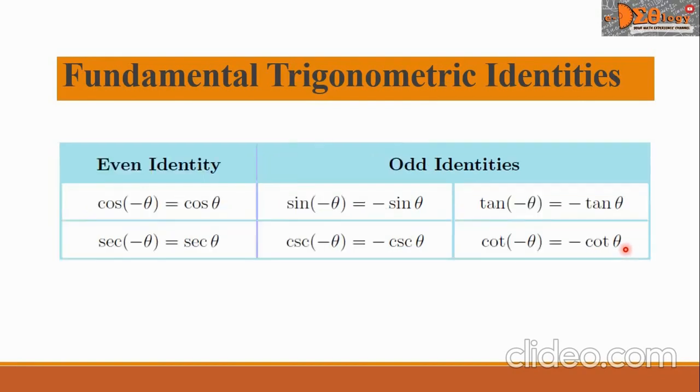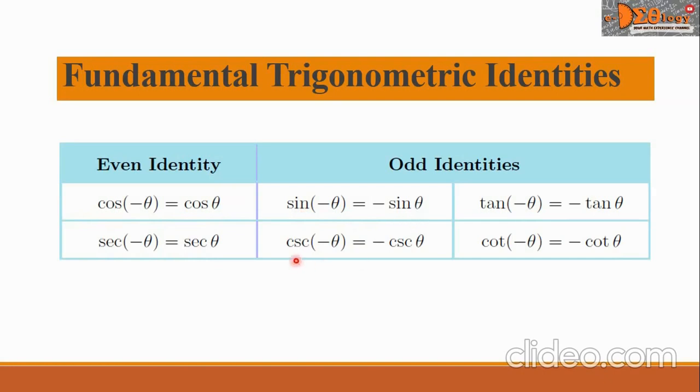The even-odd identities relate the value of a trigonometric function at a given angle to the value of the function at the opposite angle. The first identity is the cosine of negative theta is equal to cosine theta. Second, the secant of negative theta equals secant theta. Third, the sine of negative theta equals negative sine theta.